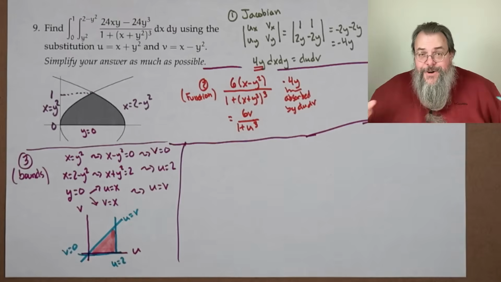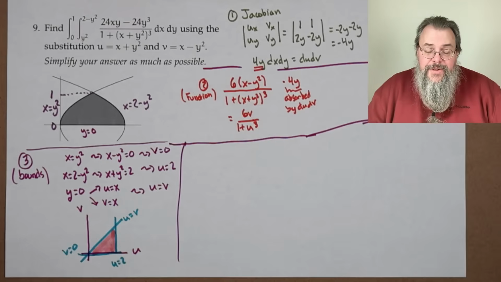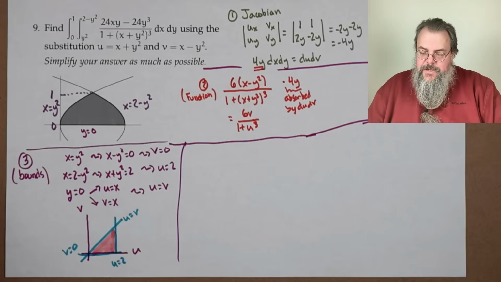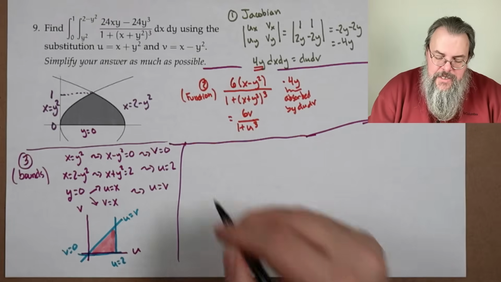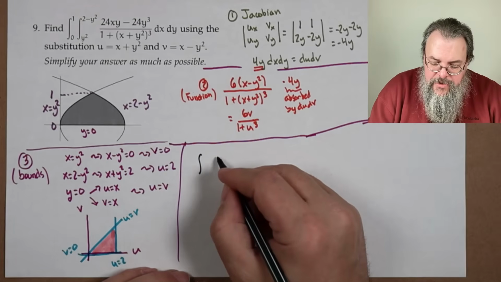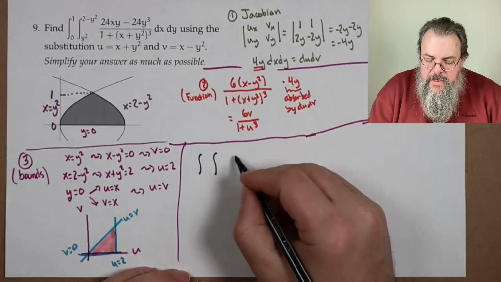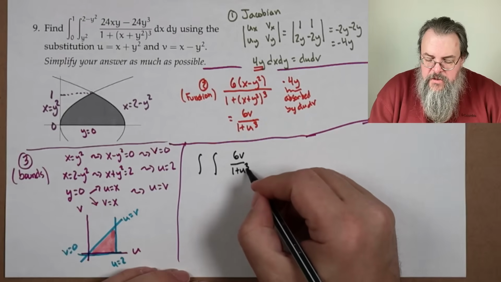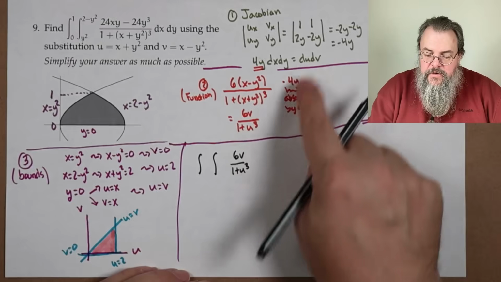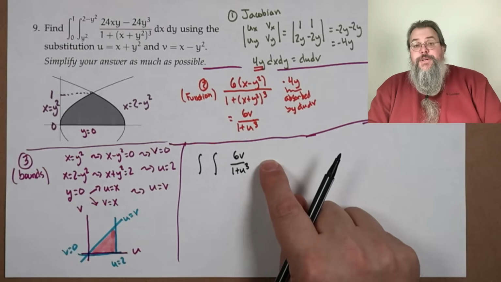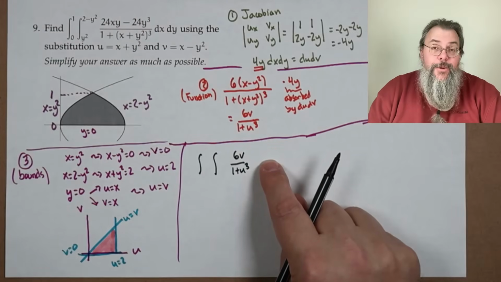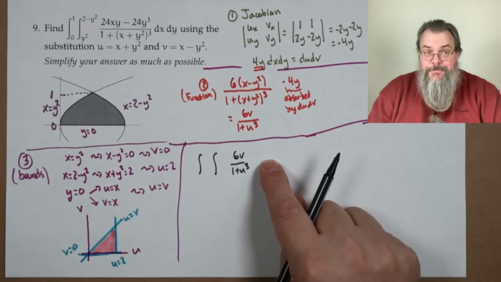We're ready to put it all together and say, so what is our new integral? Okay, so it is the integral of 6v over 1 plus u cubed. The 4y goes into the du dv. Now the question, do we want to do du dv or dv du?